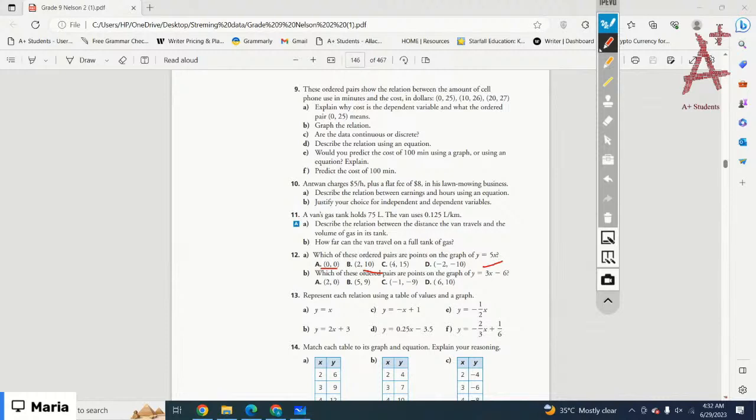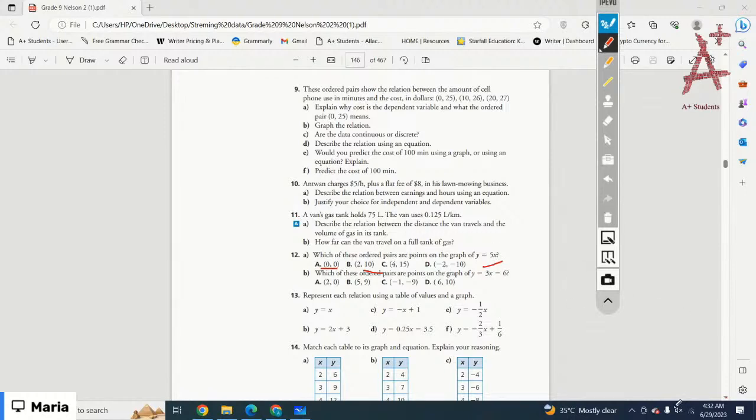Okay, represent each relation using a table of values and a graph. So for question number 13, you have to plot the graph. So you can just use the online tool.